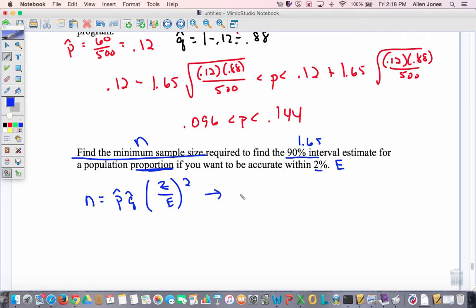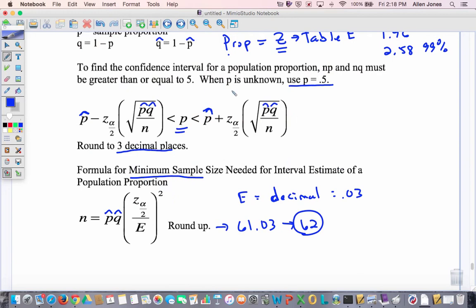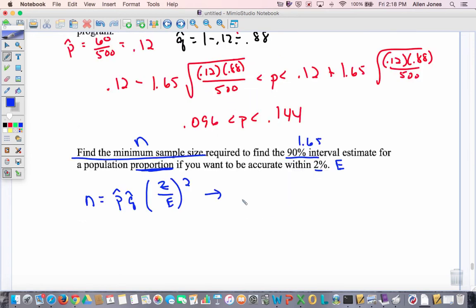and we want it to be accurate within 2% as our E. But if you notice, there's no mention of a sample proportion here, so that goes back. I'm just going to backtrack and underline it for us right here. When P is unknown, or P hat is unknown, use 0.5. So I'm going to go back to here. My minimum sample size is P hat, which would be 0.5. Q hat then would also be 0.5. Our z-score is 1.65. Our maximum error of estimate is 2%, and we would square that number.